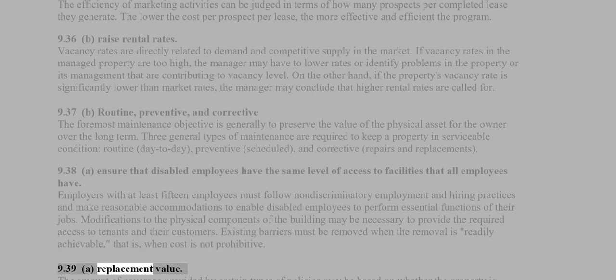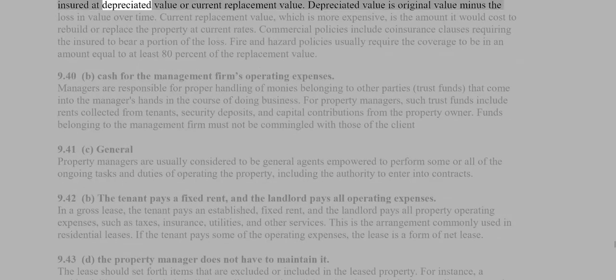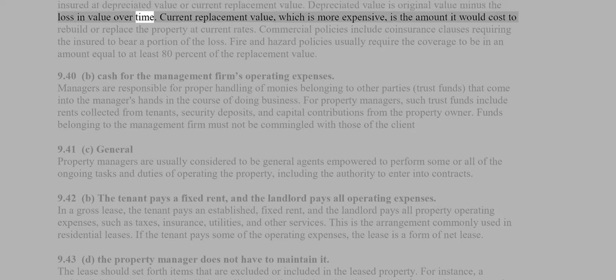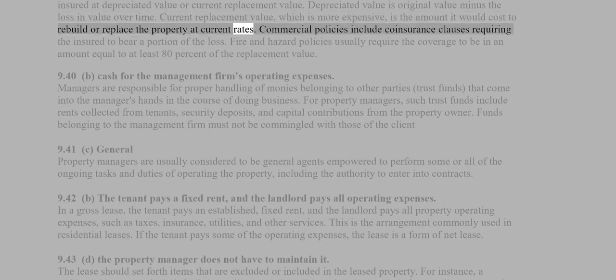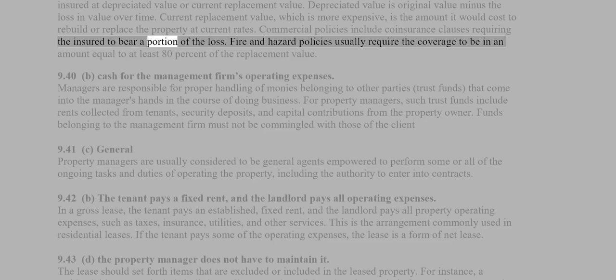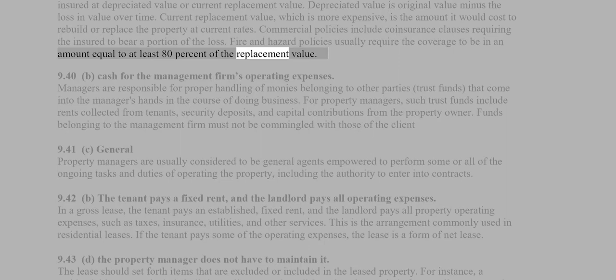9.39 a. Replacement value. The amount of coverage provided by certain types of policies may be based on whether the property is insured at depreciated value or current replacement value. Depreciated value is original value minus the loss in value over time. Current replacement value, which is more expensive, is the amount it would cost to rebuild or replace the property at current rates. Commercial policies include co-insurance clauses requiring the insured to bear a portion of the loss. Fire and hazard policies usually require the coverage to be in an amount equal to at least 80% of the replacement value.